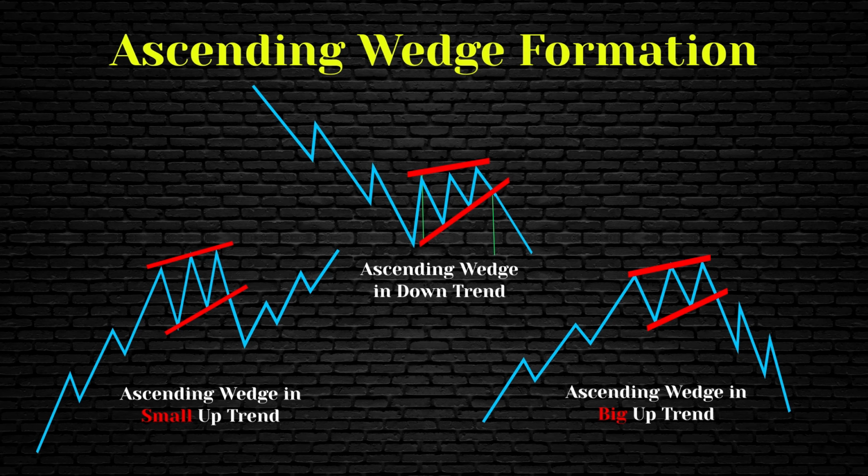Imagine a narrowing and rising triangular diagonal shape. That's the form it takes. The target is a decline to the depth of the wedge, but sometimes the drop can be much deeper. Here are some tips. In the case of an ascending wedge, there's a 90% likelihood that it will be followed by a decline.